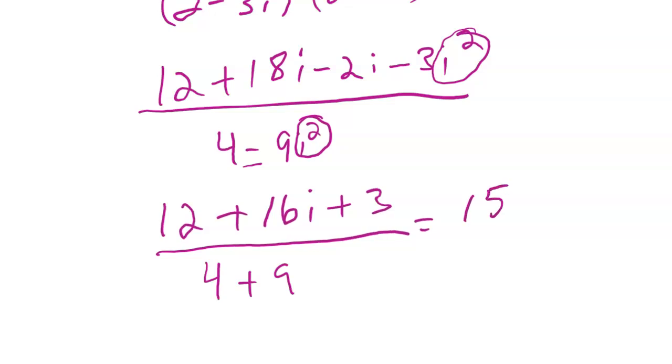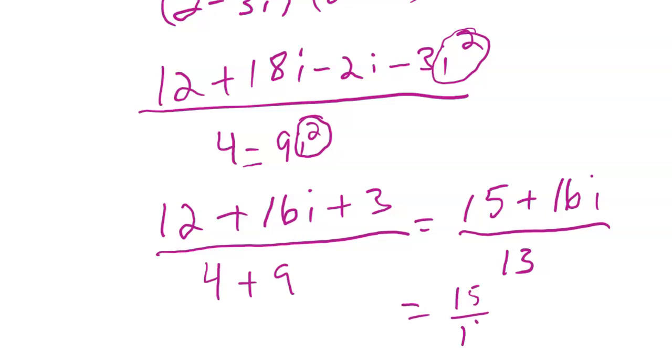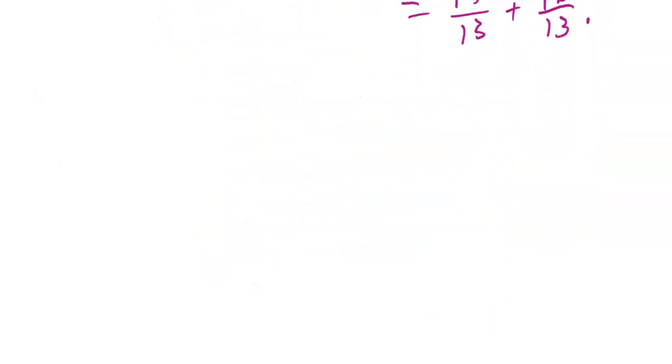All right, so I say 15 plus 16i all over 13. Let's just make sure we got this, 13. And then I'll rewrite it as the real part plus the imaginary part. And we're done. On to 55? I think so, on to 57.